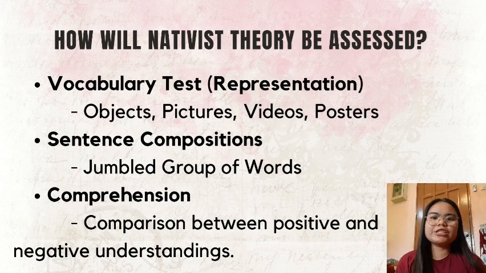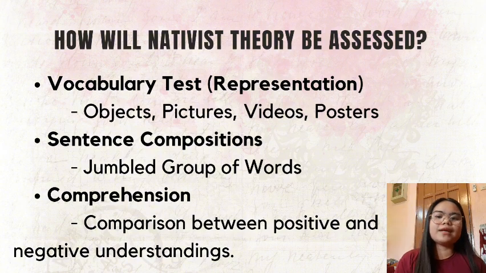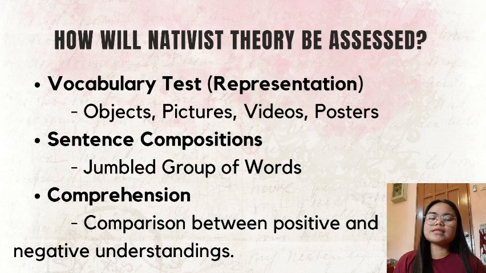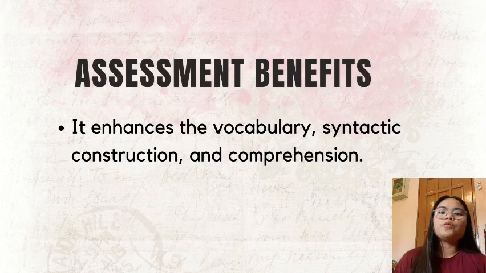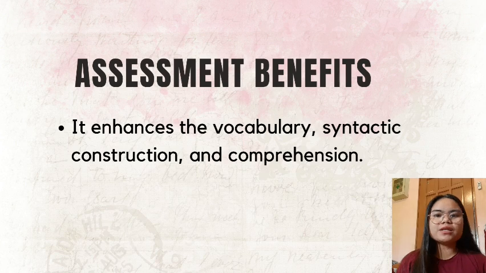And lastly, the comprehension. It evaluates the learner's understanding of language through comparing positive and negative understandings. So we can present learners with two passages or statements, one with positive phrasing and one with negative phrasing, and have them compare the meanings. For example, we can give two sentences such as "the weather was pleasant yesterday" and "the weather was not pleasant yesterday," and then ask students to explain how these sentences convey opposite meanings. So by using these types of assessments, teachers can target different areas of language learning, ensuring that students not only memorize words but also understand how to use them correctly in sentences and comprehend their meanings in context.